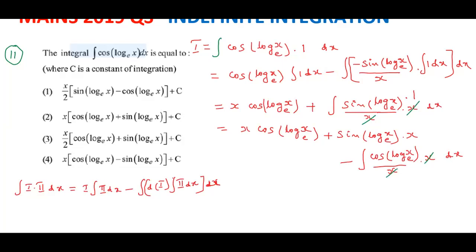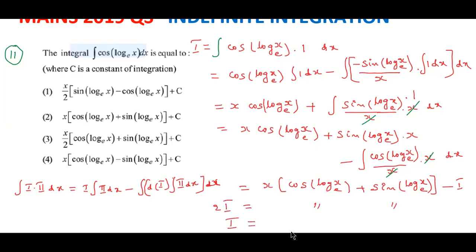Now that is equal to x; taking it common, we get cos of log x to the base e plus sine of log x to the base e, minus I. This is the total question only: I have taken it as I, so I moves to the left-hand side, it becomes 2I is equal to the same value. Then what is I?